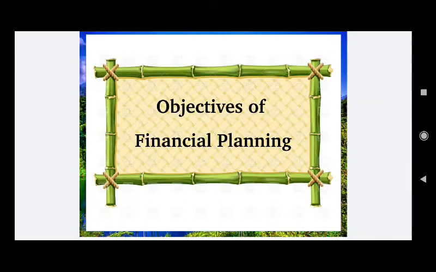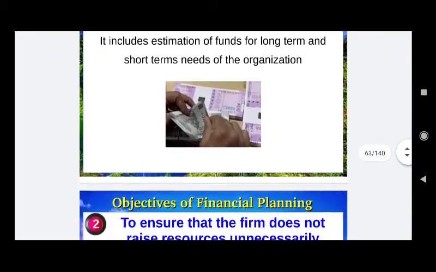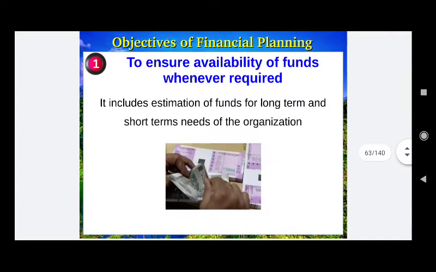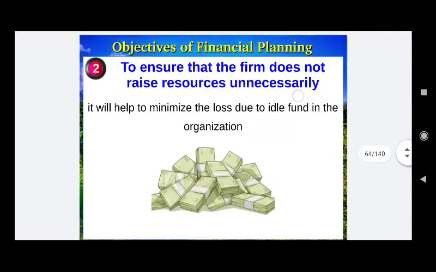The next thing is objectives of financial planning. The objective of financial planning encompasses many things. The first one is to ensure the availability of funds whenever they are required. It includes estimation of funds for long-term and short-term needs of the organization. If the organization is planning to establish a new branch next month or in a 6-month duration, then it will require an amount of money equivalent to purchasing new assets and new machinery for the new branch, and the new branch can easily be made functional.